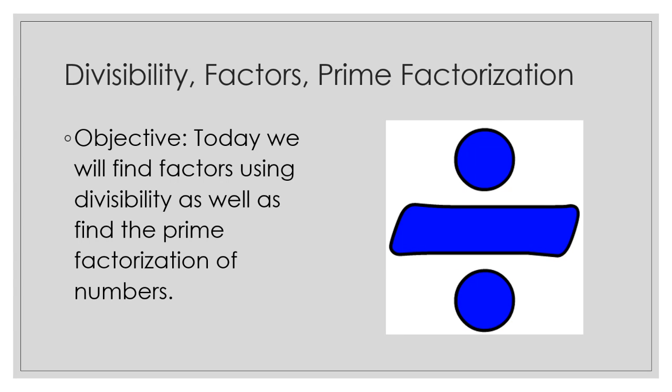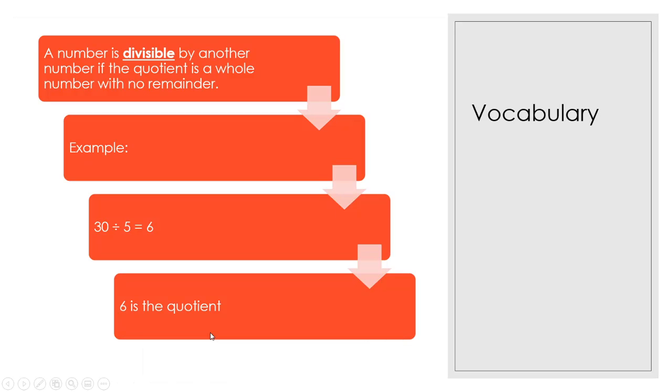Today we will find factors using divisibility as well as find the prime factorization of numbers. A number is divisible by another number if the quotient is a whole number with no remainder. So for example, 30 divided by 5 is 6, so 6 would be the quotient.